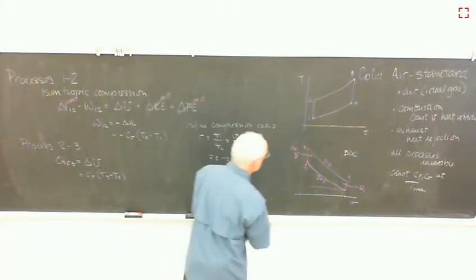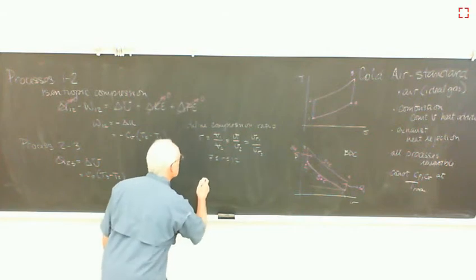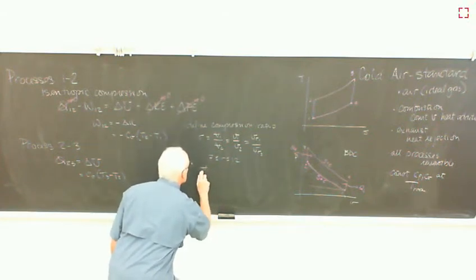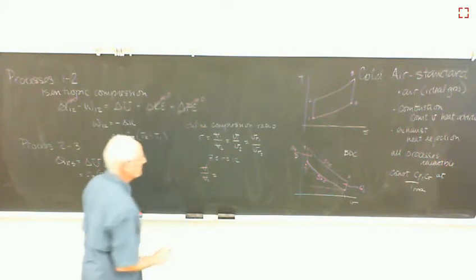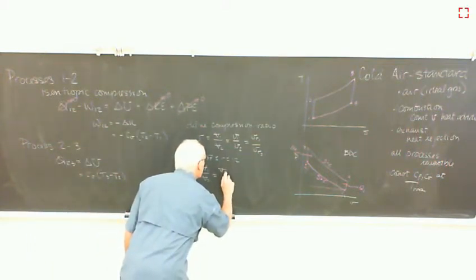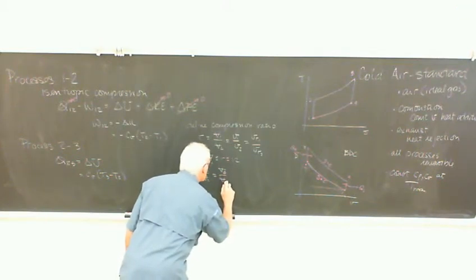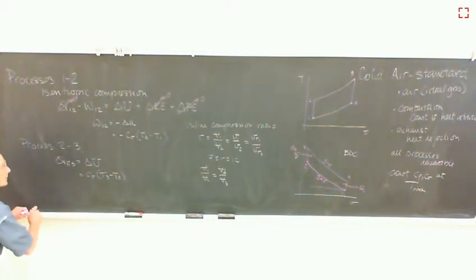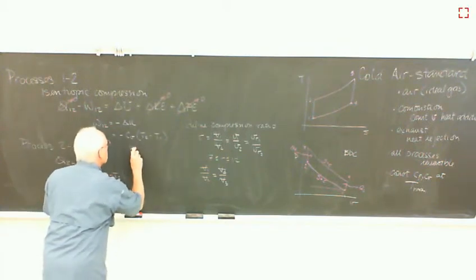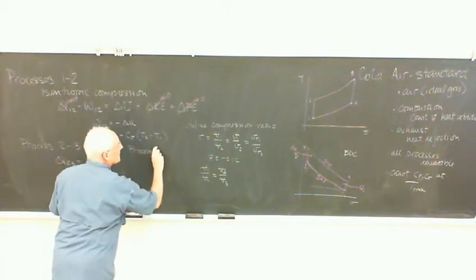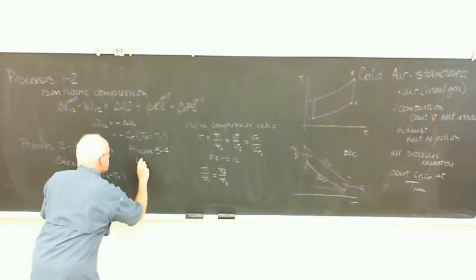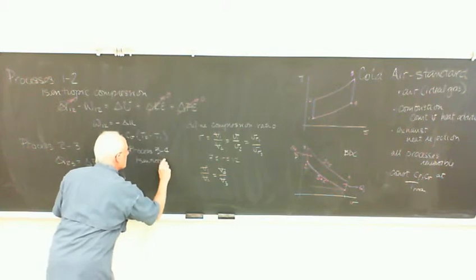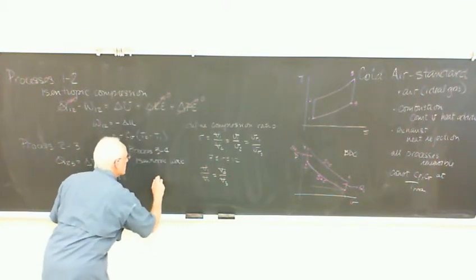Then we have the work stroke, which is 3 to 4, and notice, of course, that the compression ratio is the same for that stroke as well. So V1 over V2 equals V4 over V3, etc. And then that stroke's calculated very much the same way as the other isentropic compression. I guess we'll write it in here. Process work, 3 to 4, is the isentropic work stroke or expansion.